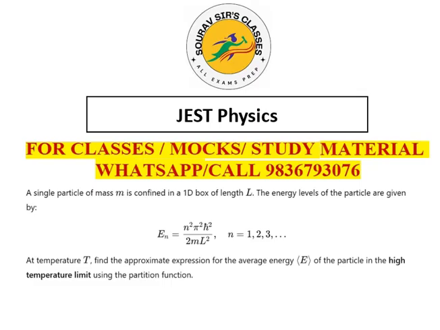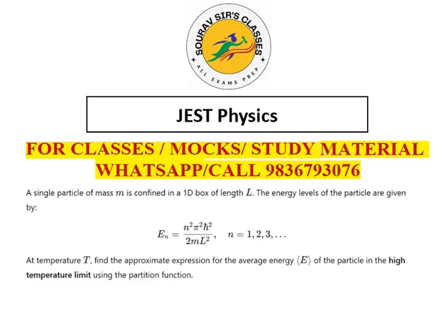The energy levels of the particle are given by E_n = n² π² ħ² / (2 m L²), where n = 1, 2, 3 and so on. At temperature T, we need to find the approximate expression for the average energy E of the particle in the high temperature limit using the partition function.